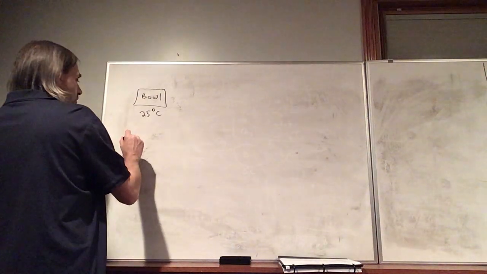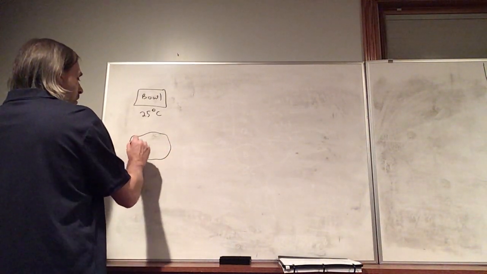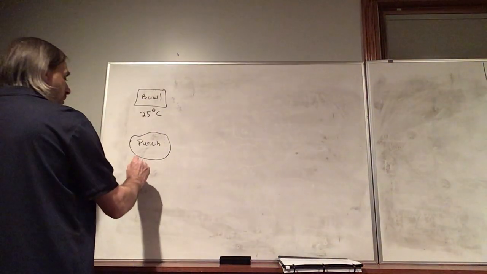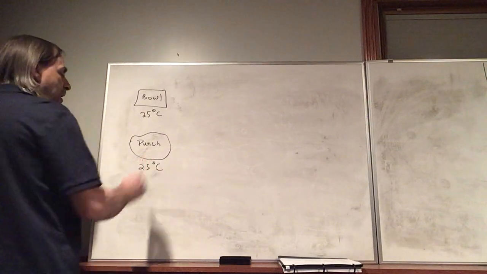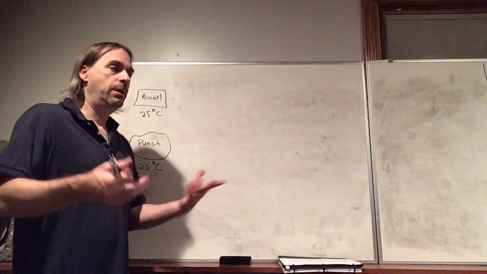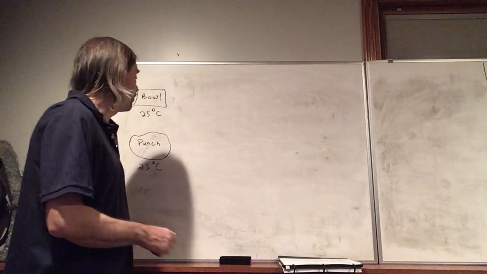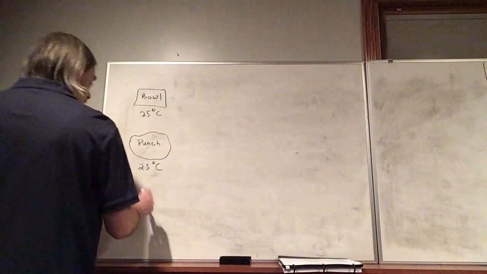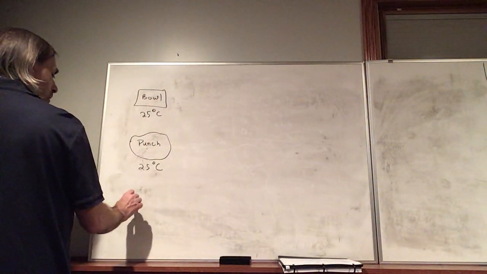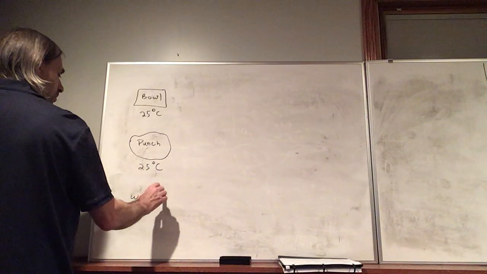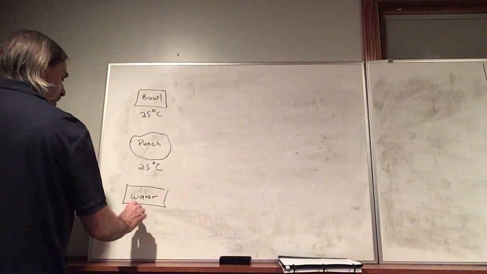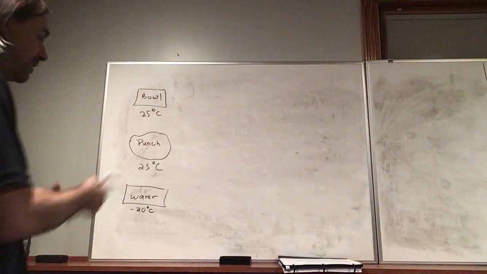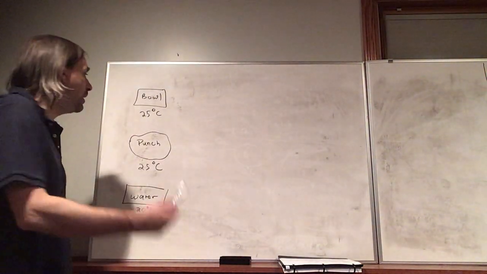We had the punch, which was in a liquid state, and the punch was also at 25 degrees Celsius. So these two were in equilibrium with each other. You have a bowl and punch, they're going to be at the same temperature. If one of them was warmer, heat would flow. But then we had ice, which I'm actually going to write as water, but it's in solid form. This is minus 20 degrees Celsius. And so now everything is going to come into equilibrium.